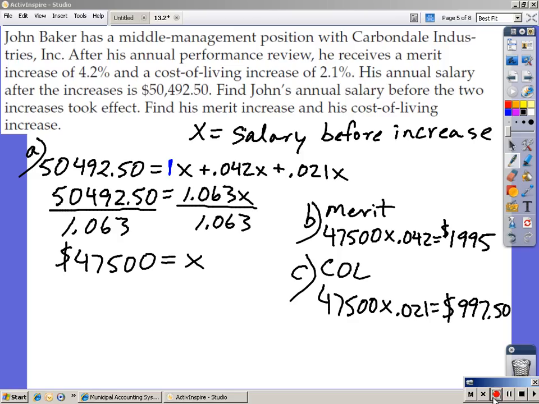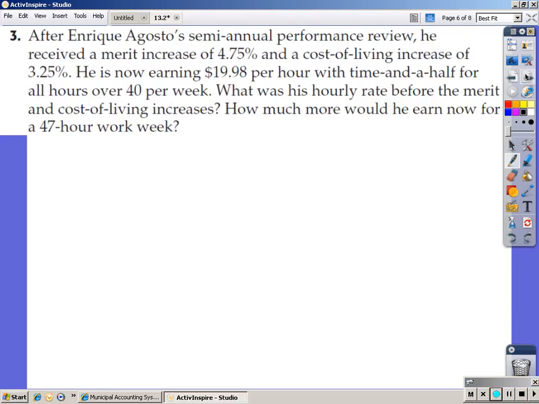Okay, let's go ahead and look at problems number 3 and 4 on your homework. Okay? All right, go ahead, press pause, work this out, and when you're ready to see it, press play. All right, so after Enrique Agosto's semi-annual performance review, he received a merit increase of 4.75%, cost of living increase of 3.25%. He's now earning $19.98 per hour with time and a half for all hours over 40 per week. What was his hourly rate before the merit and cost of living increases? And how much more would he earn now for a 47-hour work week?